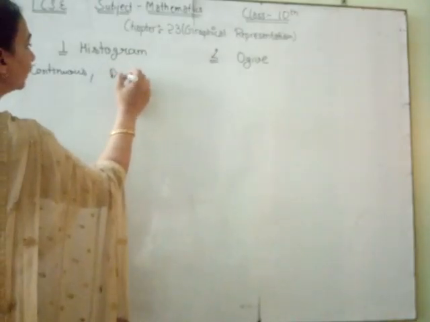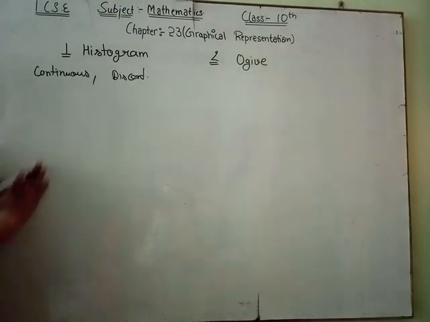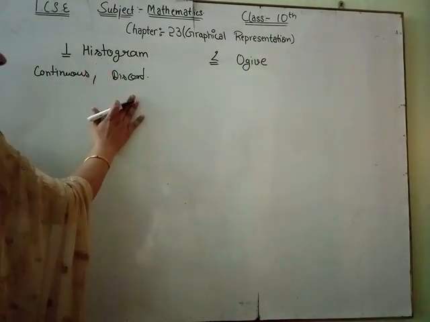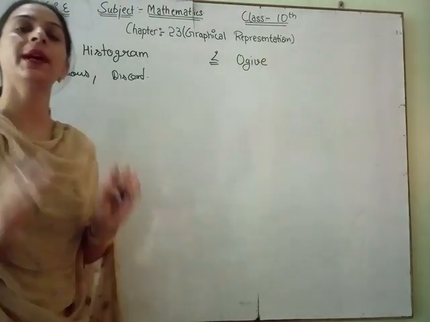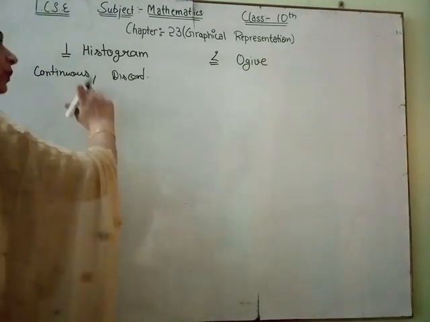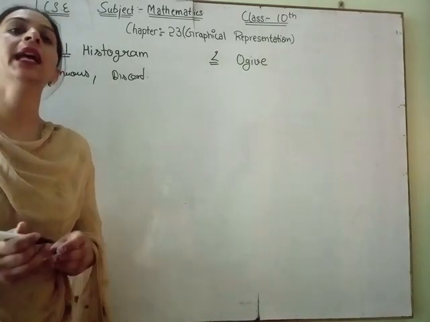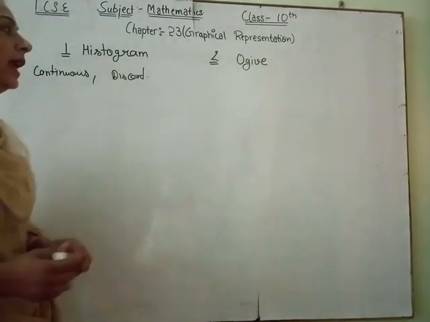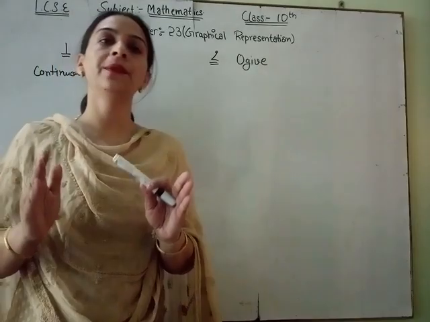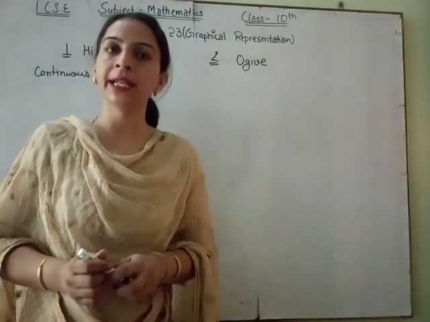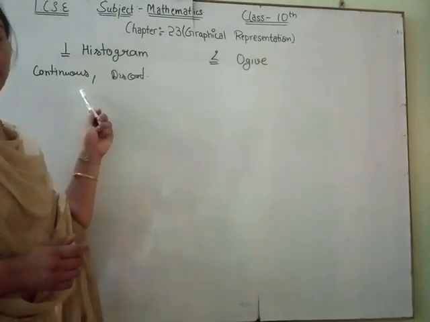Students, class intervals are of two types: first is continuous and second is discontinuous. If the class intervals are continuous, then we make the histogram. If there are discontinuous class intervals, first we convert discontinuous into continuous. After that I make a histogram. First, I take an example from chapter number 23 for a continuous frequency distribution.